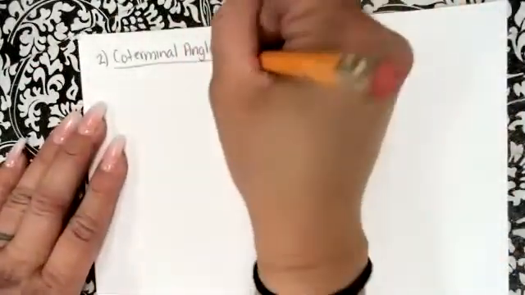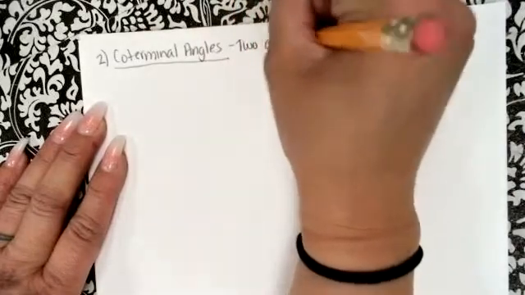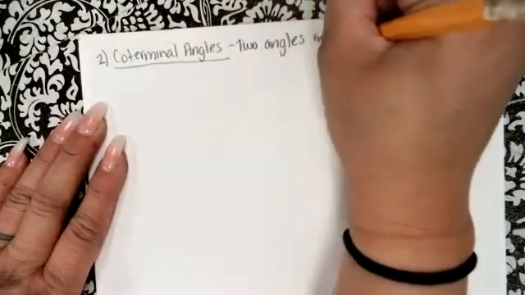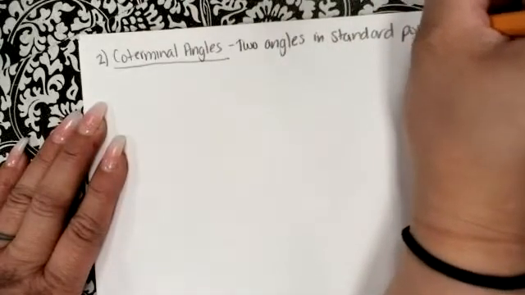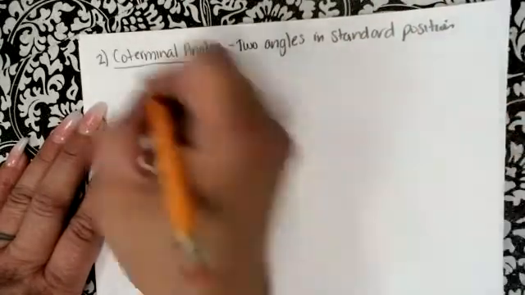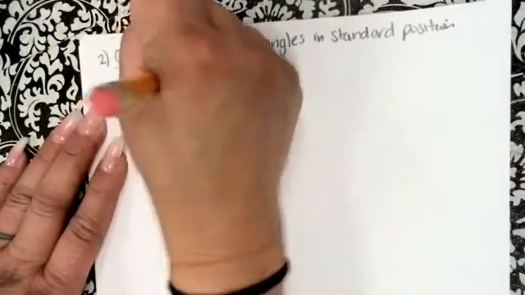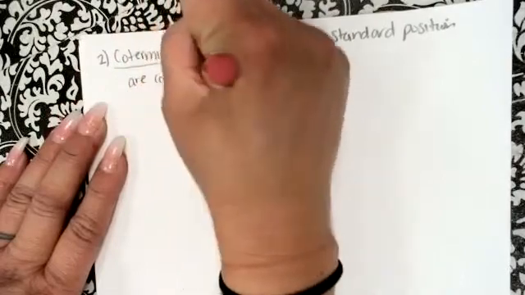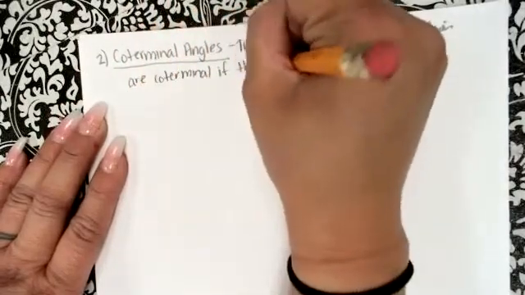On coterminal angles, two angles in standard position are coterminal angles if they have the same terminal side.